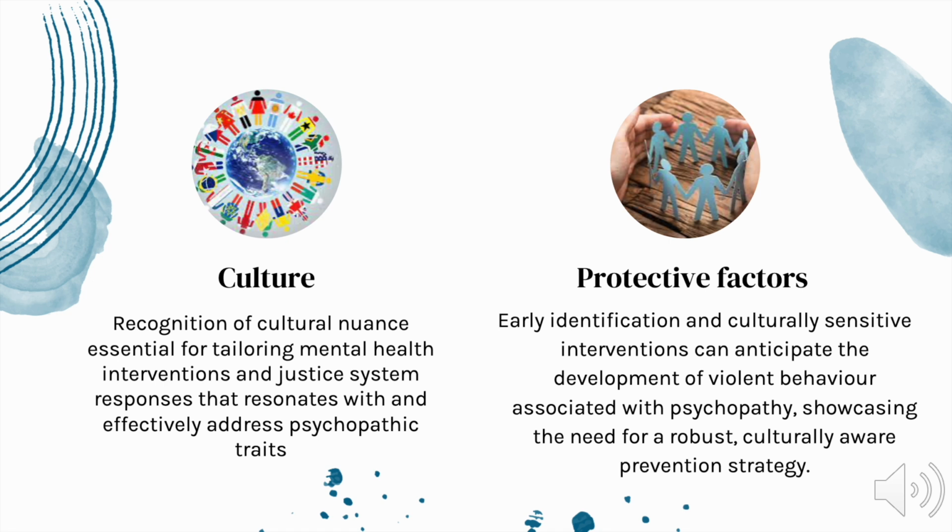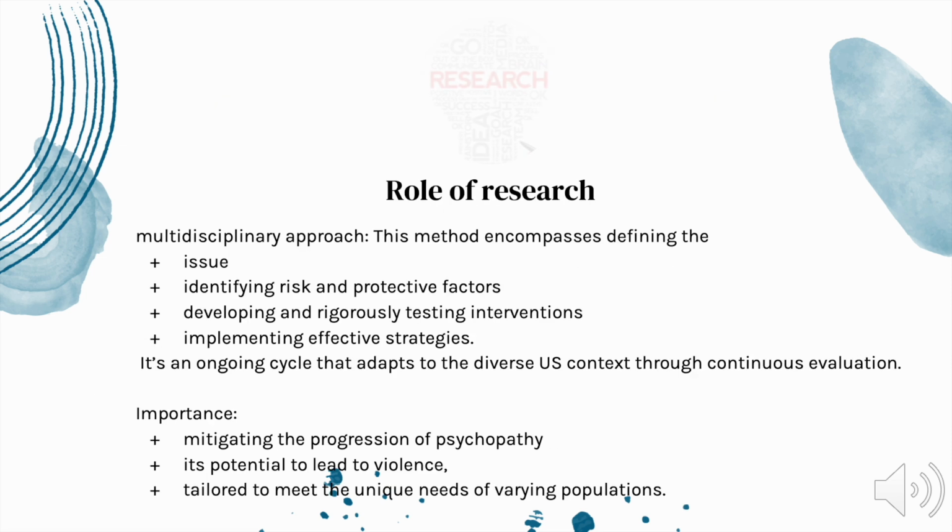Remember how we talked about Ted Bundy's early fascination with knives and the macabre? That's exactly the kind of early warning sign we're talking about. In the US, spotting these signs and stepping in with the right kind of support can really turn things around. This is about knowing what protective shields like family support or community programs can help keep someone from heading down a risky path. Let's now dive into something equally important, research.